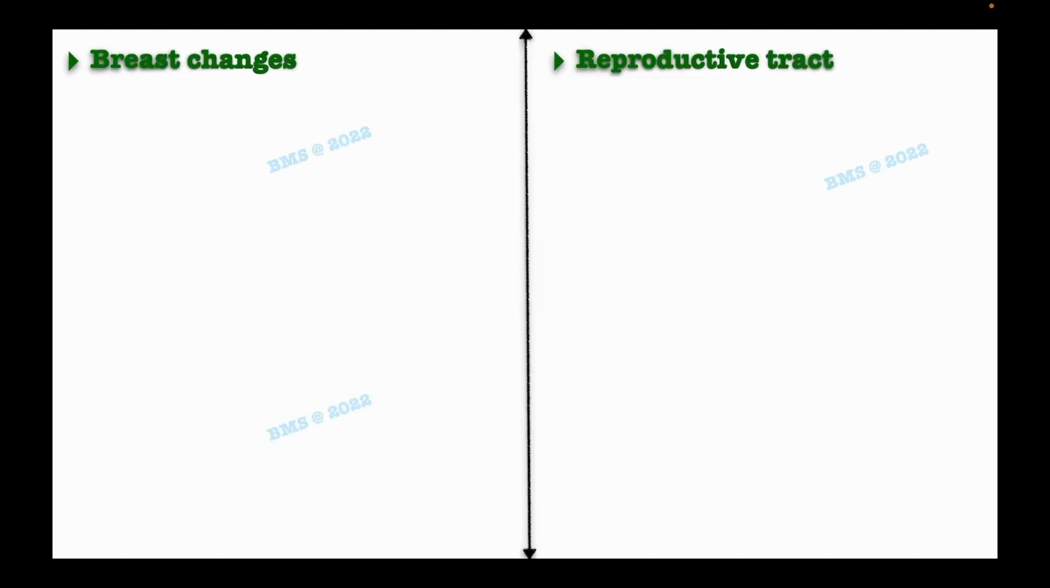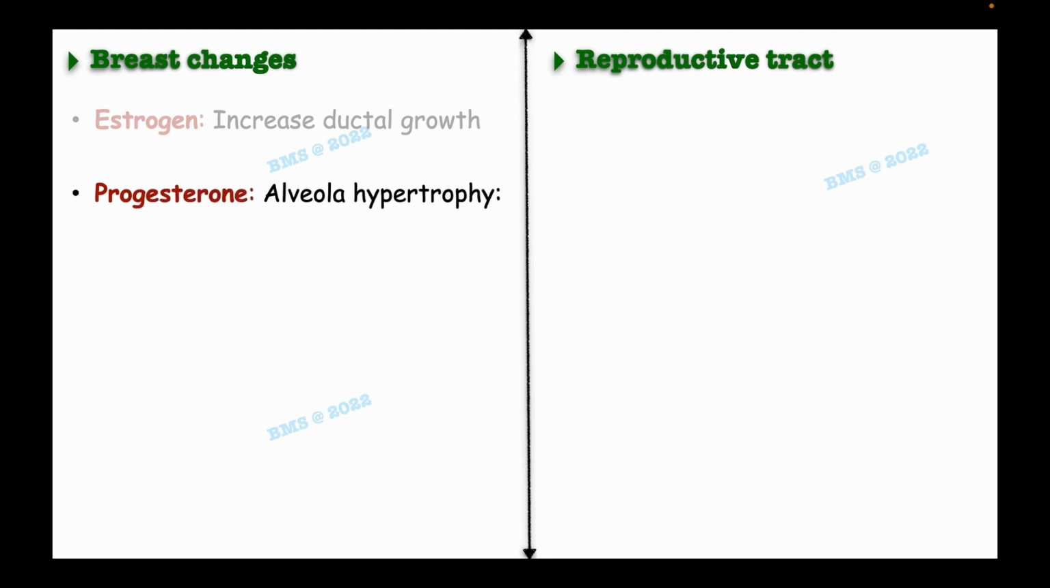So let's finish up with the changes in the breast and the reproductive tract. Now, as we've seen, there is a rise in estrogen levels, and this helps to stimulate the growth of the mammary duct, and also the progesterone levels increase to help cause alveolar hypertrophy, and so the two come together to prepare the breast for lactation.